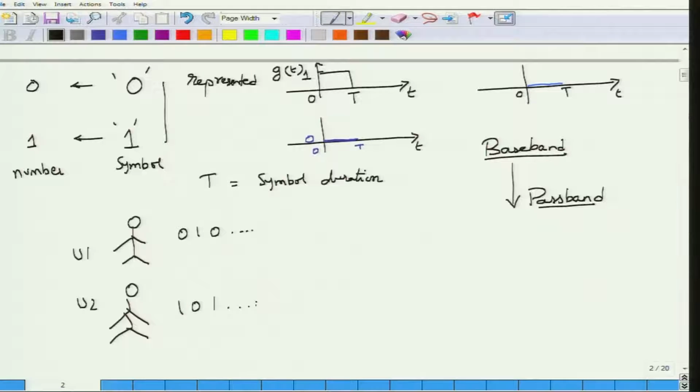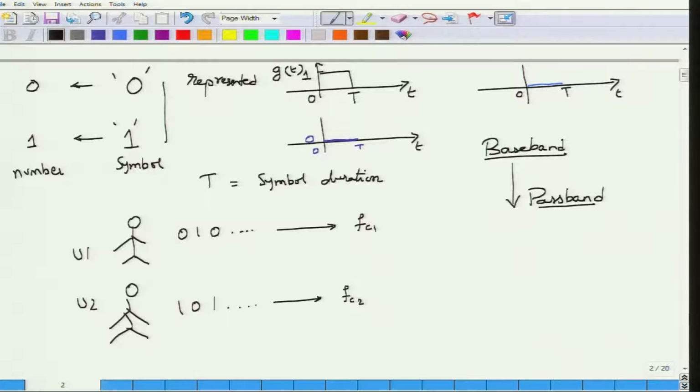Rather than allowing such a possibility, what you do is you assign a certain frequency to this person, and another frequency to this person. So to the person transmitting U1, you assign a frequency of FC1, and to the person U2 you assign a frequency of FC2. That way you are allowing more than one user. Of course you can continue this, provided that FC1, FC2 and all the other frequencies are sufficiently far apart.